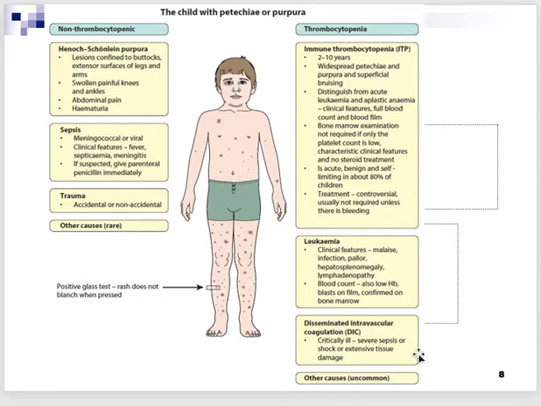So it could be leukemia, it could be disseminated intravascular coagulation, and other causes are uncommon. And whenever it is non-thrombocytopenic, consider Henoch-Schönlein purpura. We are going to study this one in detail. It could be sepsis, it could be trauma. So this is how we approach the patients in pediatrics about the possible causes of anemias, okay, and the possible causes of bleeding.